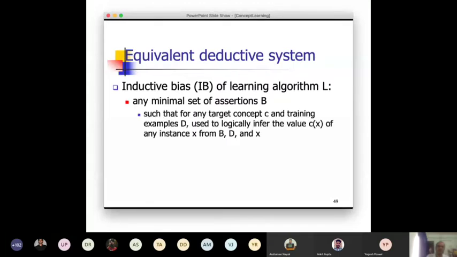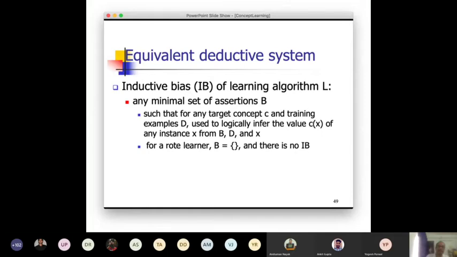It is any minimal set of assertions B such that, for any target concept and corresponding training examples, the learner can logically infer the value c(x) of any instance x from B, D, and x. Okay, this is the bias. D is the set of training examples. x is any instance. So that is the idea: if I apply any instance and you would like to get the value of the target function on that instance, it should be the same by the deductive system if you include the bias in this system. Those are the conditions.